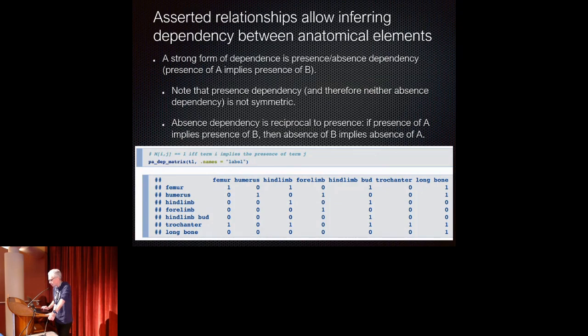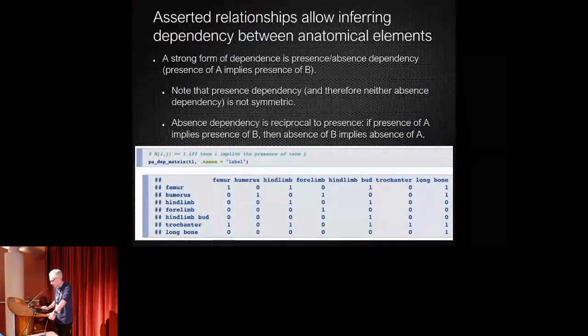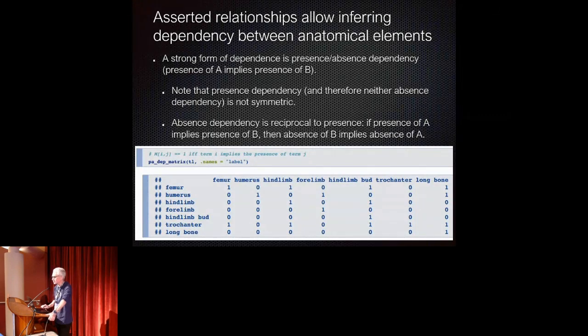So I can here obtain a matrix that tells me if the presence of one NED or an atomic element implies the presence of another, right? So we can, for example, see that the presence of the femur implies the presence of the hind limb bud, right? Because the femur develops from a type of hind limb bud, right? And also implies the presence of a long bone, right? The matrix here is not symmetric. And so I think I need to move on in the interest of time.